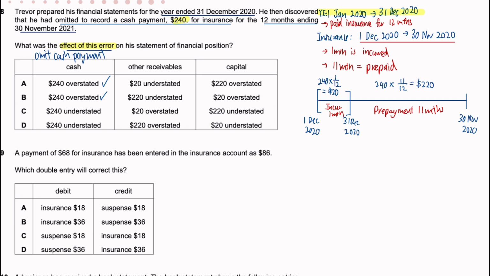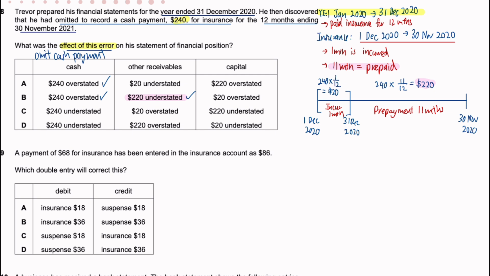Your other receivable should be understated because you didn't record this transaction. Okay, so it should be 220 because we already calculated the prepaid amount is 11 months. Okay, so you can see that it's here. It's 220 being understated here. Okay, and capital.